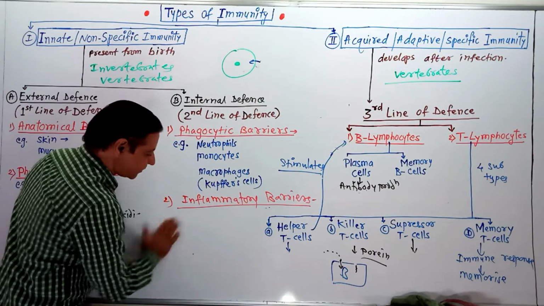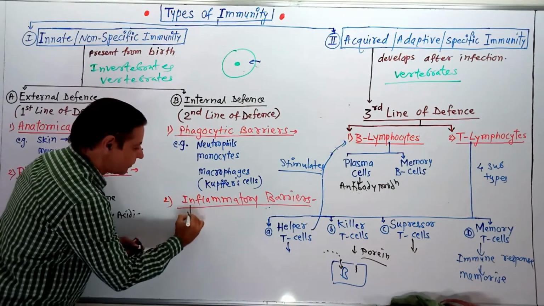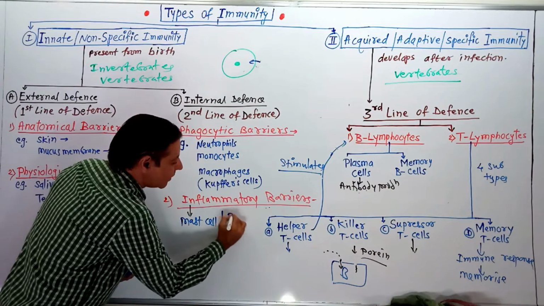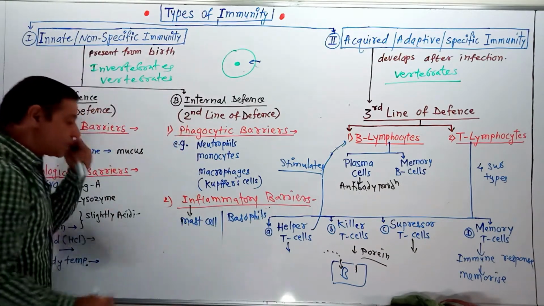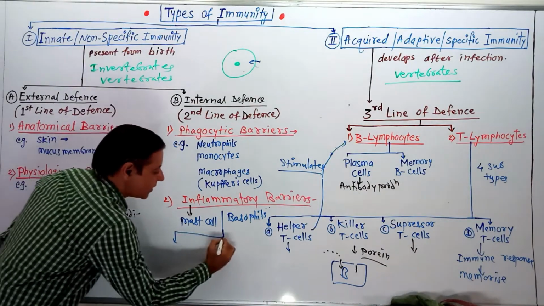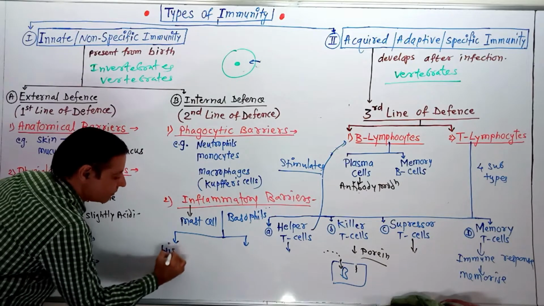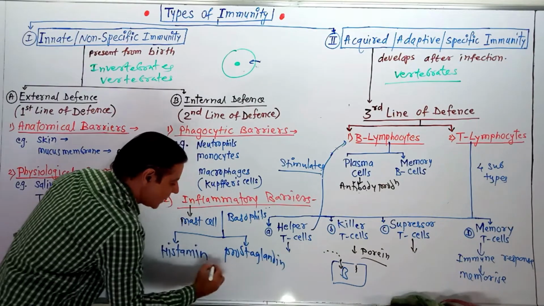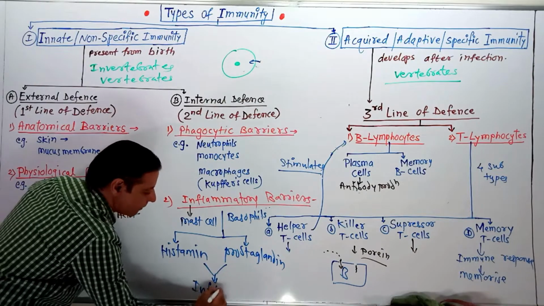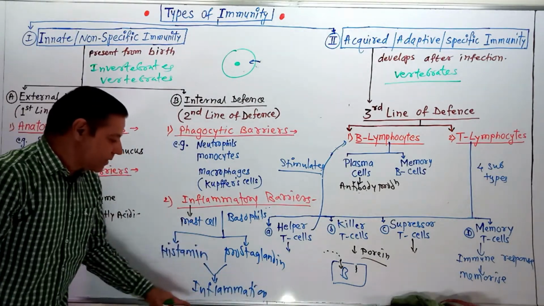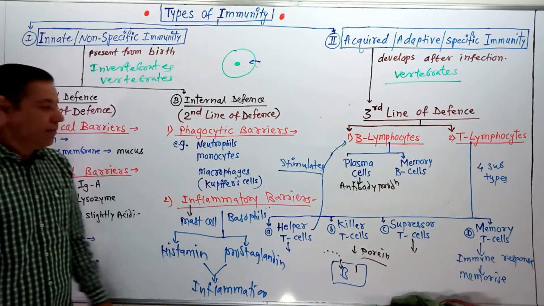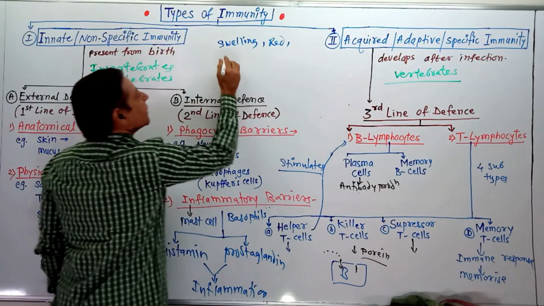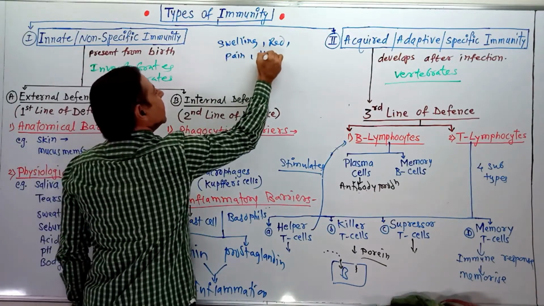This inflammatory barrier is in the form of mast cells or basophils present in the blood. Mast cells and basophils produce two substances, one is histamine and another is prostaglandins. Then what is their function? They bring about inflammation. Both histamine and prostaglandins produced by mast cells and basophils bring about inflammation. What is meant by inflammation? Inflammation means swelling, reddening, then pain and heat develop.